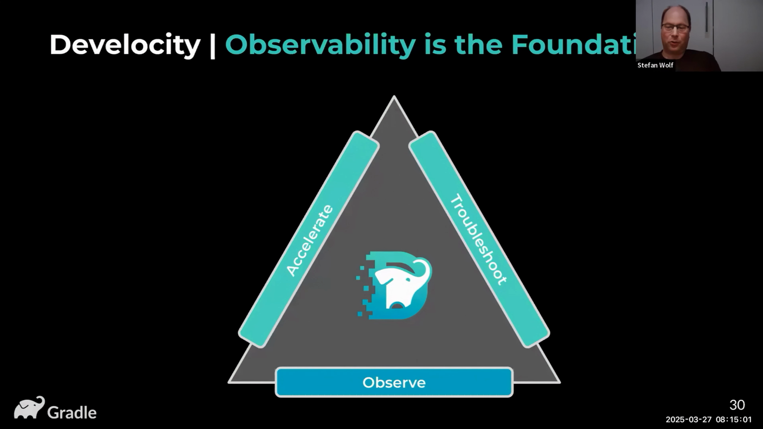And as we saw before, we had the three pillars or three benefits of Develocity. At the bottom of it, observability is the foundation of all of it, right? Without having observability, you can't accelerate your builds because you have no idea what's slow and what you need to work on. And you can't troubleshoot your build because you cannot figure out the root causes of things.